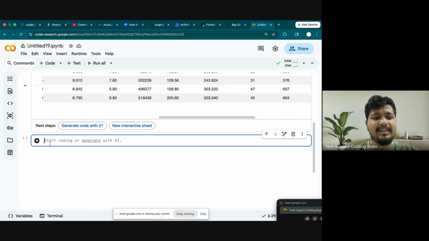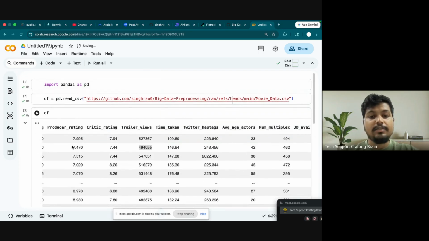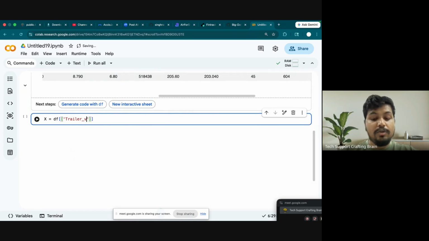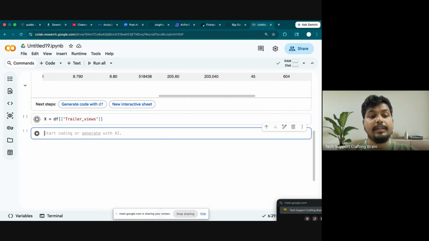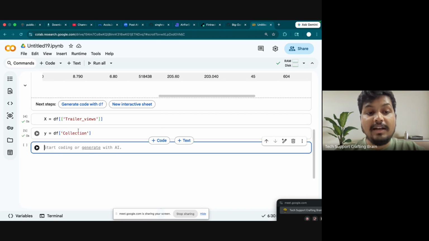So I'm going to select a column. For X, I'm selecting df of trailer_views. Our X data will be trailer_views right now. For Y data, we want to make the prediction of the collection of a movie, so for Y data, we are taking collection.